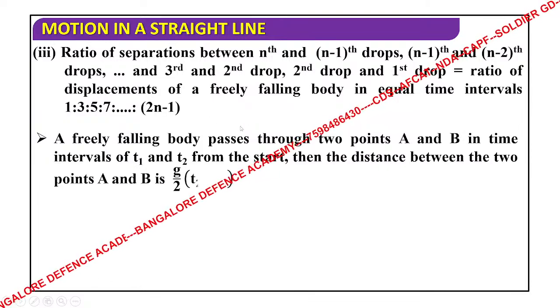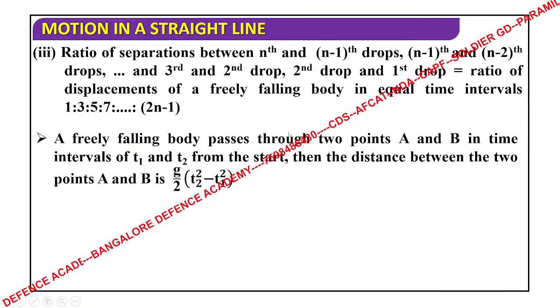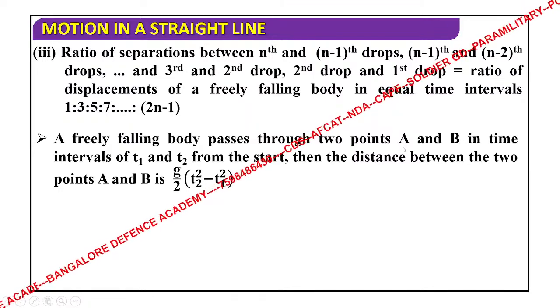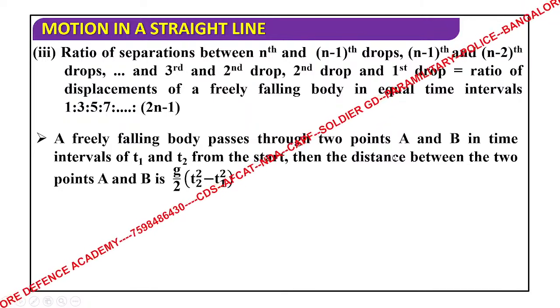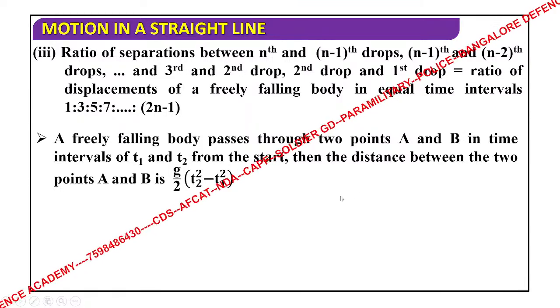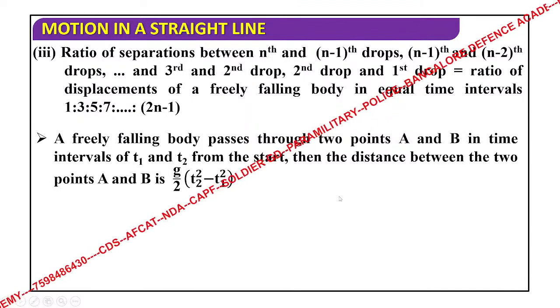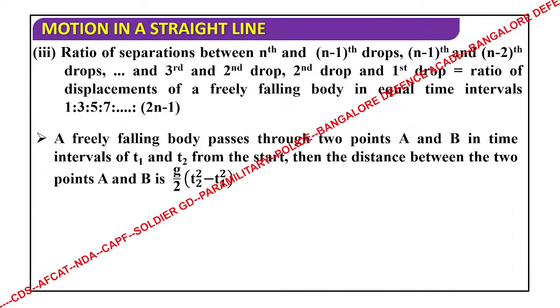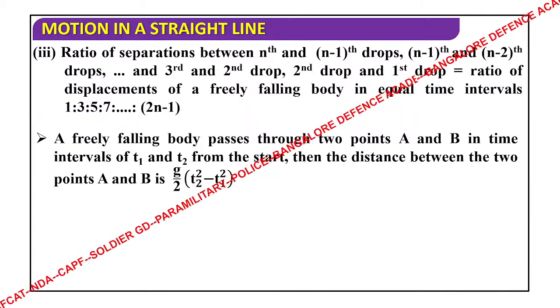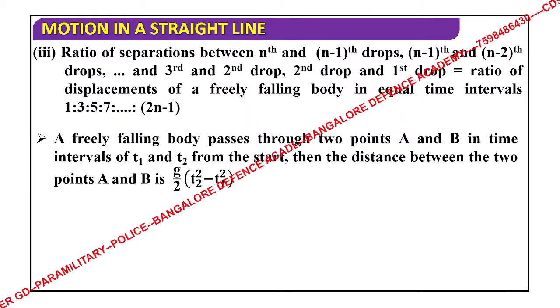Next, a freely falling body passes through two points A and B in time intervals of t1 and t2 from the start. Then the distance between the two points A and B is, write down this formula, g by 2 into bracket t2 square minus t1 square. This is the formula to use if a body falls past A and B in time intervals t1 and t2.